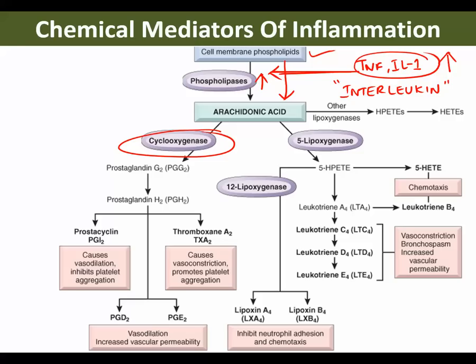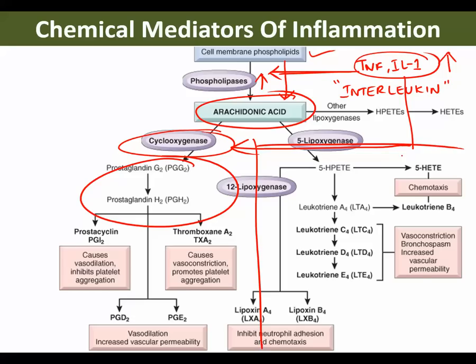Interleukin 1 is a protein. It is released by the inflammatory cells when they get activated. In acute inflammation, neutrophils and macrophages release it, not endothelial cells. When interleukin 1 and TNF increase in inflammation, they activate phospholipase. Phospholipase degrades the phospholipid and forms arachidonic acid, and they can also directly activate cyclooxygenase. Cyclooxygenase again breaks it down and forms prostaglandin.